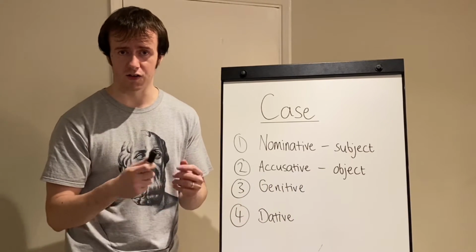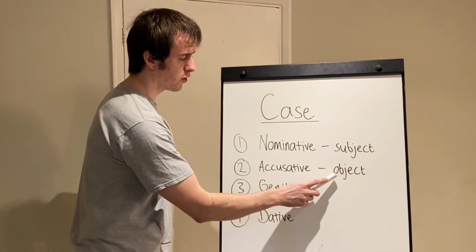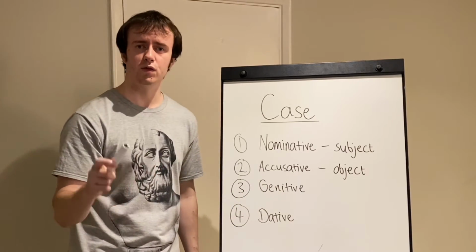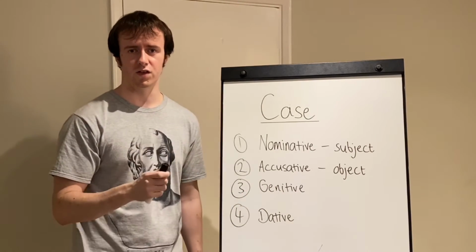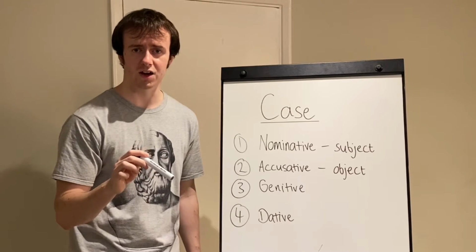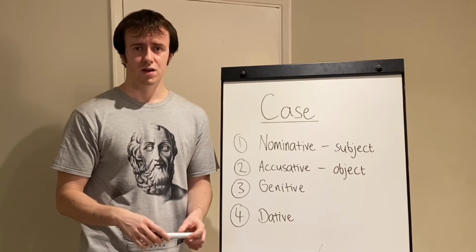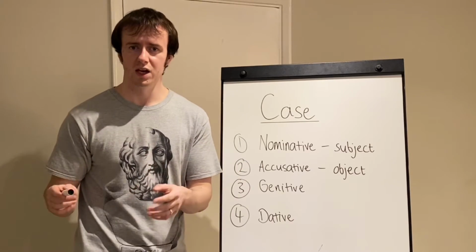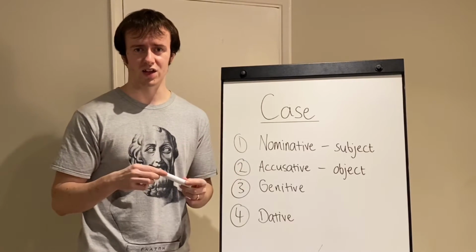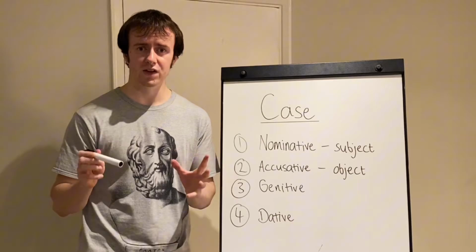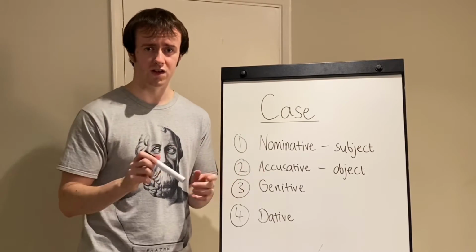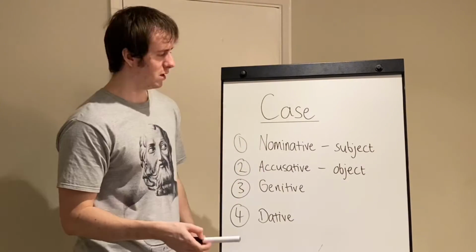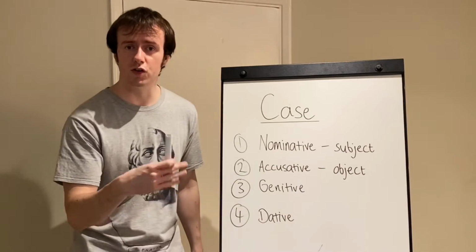The accusative case, on the other hand, is used to indicate the object of the sentence, technically the direct object. The grammatical object is the one that's on the receiving end of the action of the verb. They are having the action done to them. So for example, in the English sentence, the boy is carrying a chair, the chair is the object of the sentence because it is having the action of the verb done to it. It is being carried. And the boy is the subject.